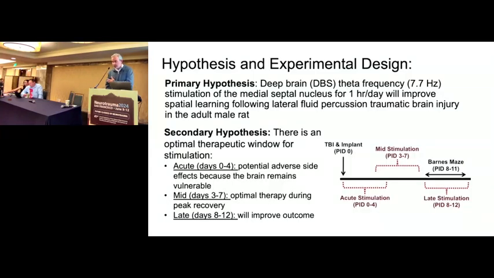So Jane was nice enough to offer up the data that we're looking at here today. To give a little background on the experimental design, this is a deep brain stimulation study, basically looking to see whether the stimulation improves spatial learning after a lateral fluid percussion injury in the adult male rat.